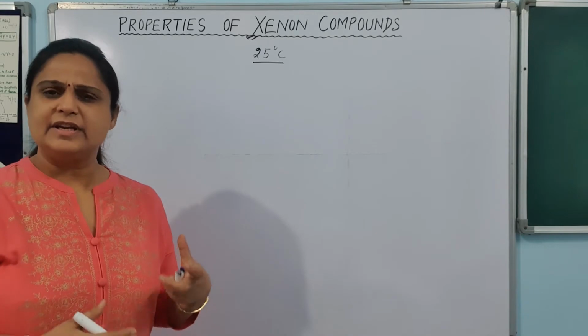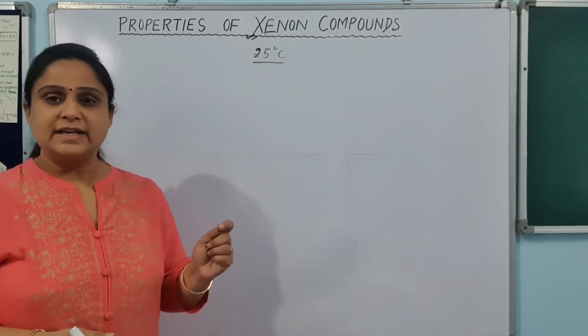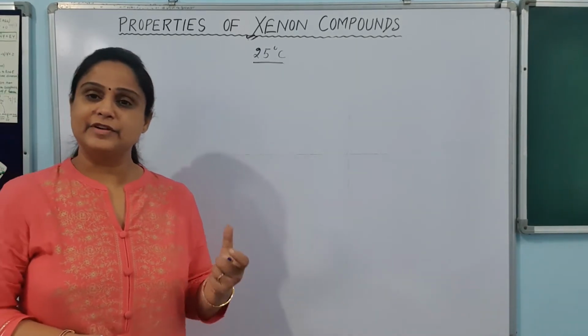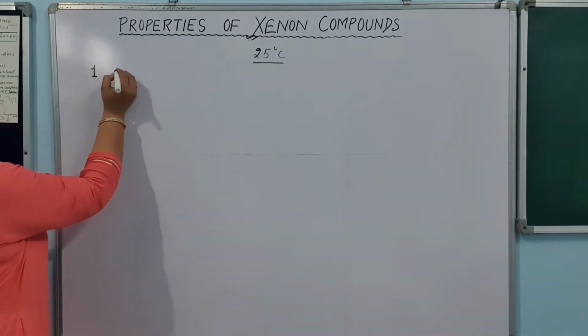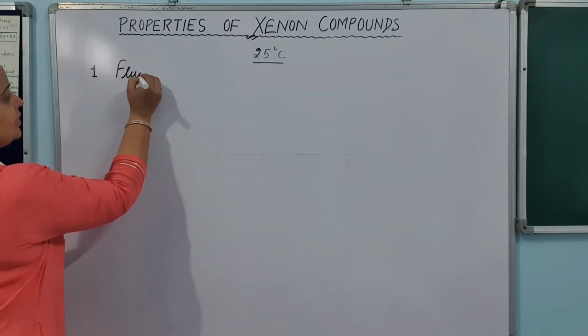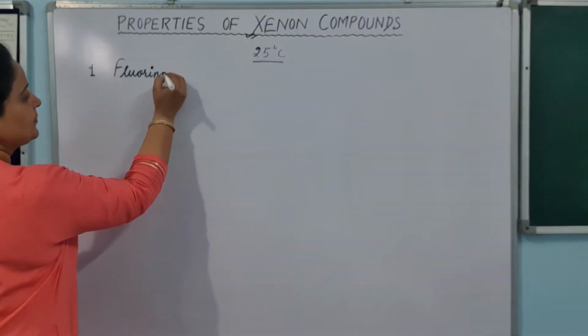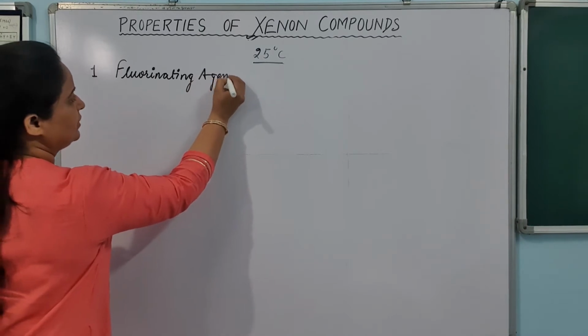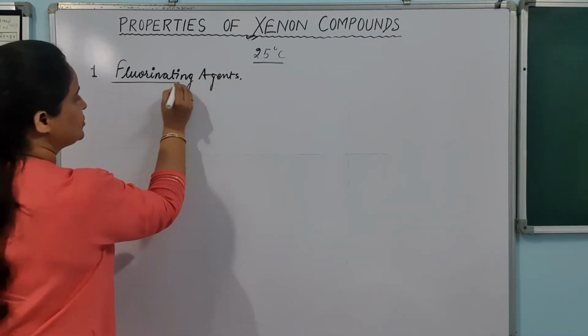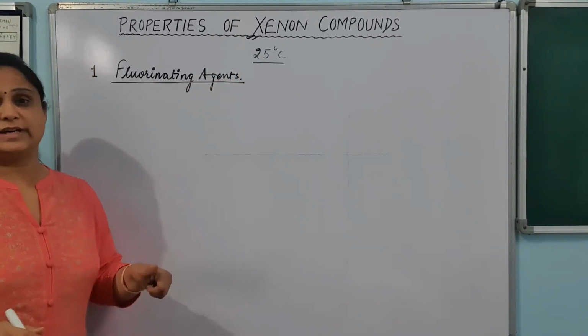So these are not very stable. Second thing is, one by one we'll be taking the different properties of these compounds. First of all, I am taking how they work as fluorinating agents. So xenon compounds as fluorinating agents.